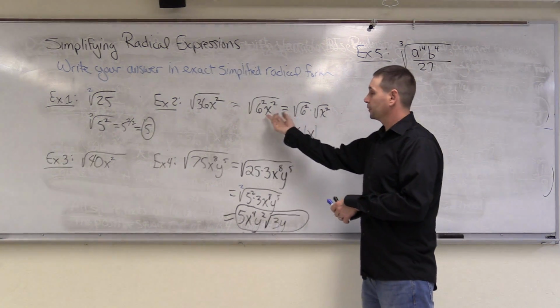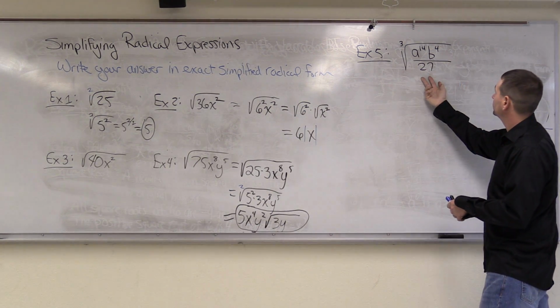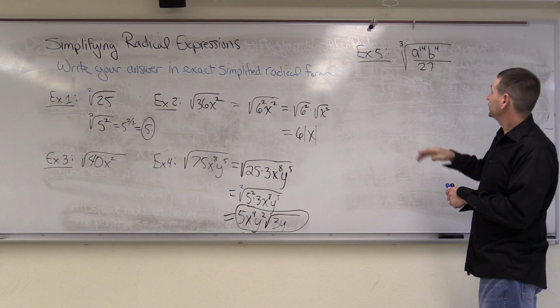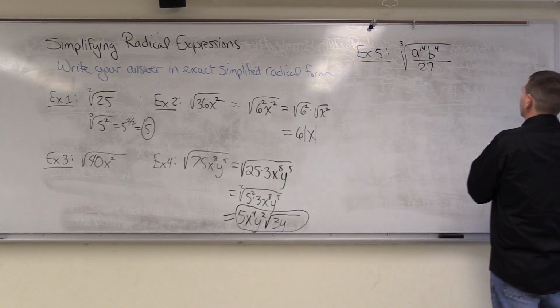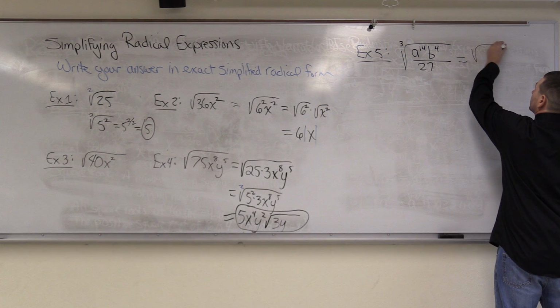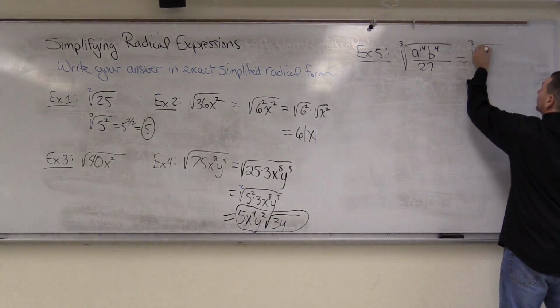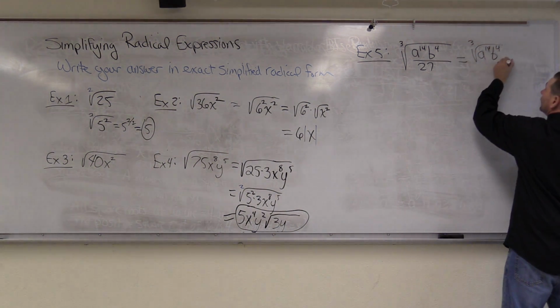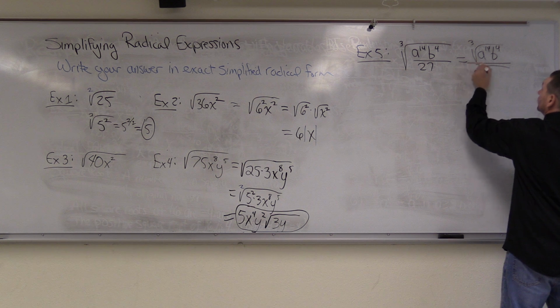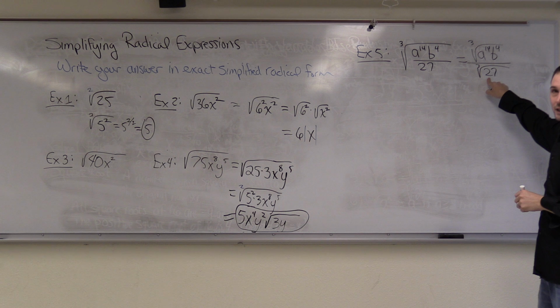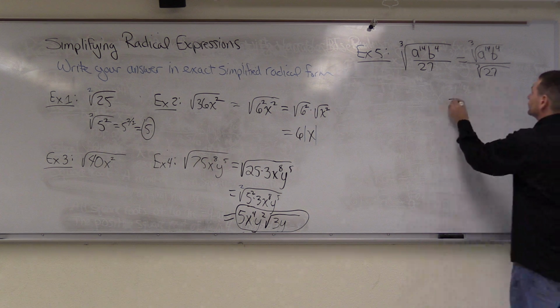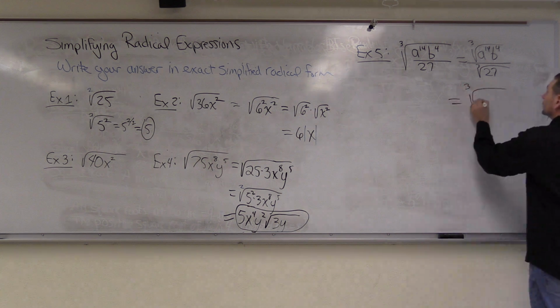Now let's look at something like this, where I can use the property that says, we use the product property here to help us. On this one, I can use the quotient property and say, wait a minute, I have a fraction inside of this. I'm actually going to break it up into two cube root problems, the cube root of a to the 14, b to the 4 over the cube root of 27. It helps to recognize that the cube root of 27 is actually 3, it's 3 to the third, but if you don't, I'll show you this right now.